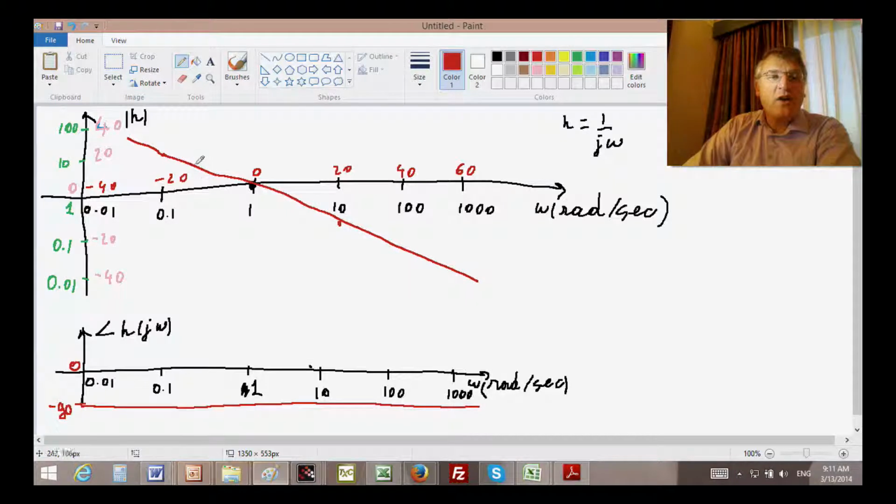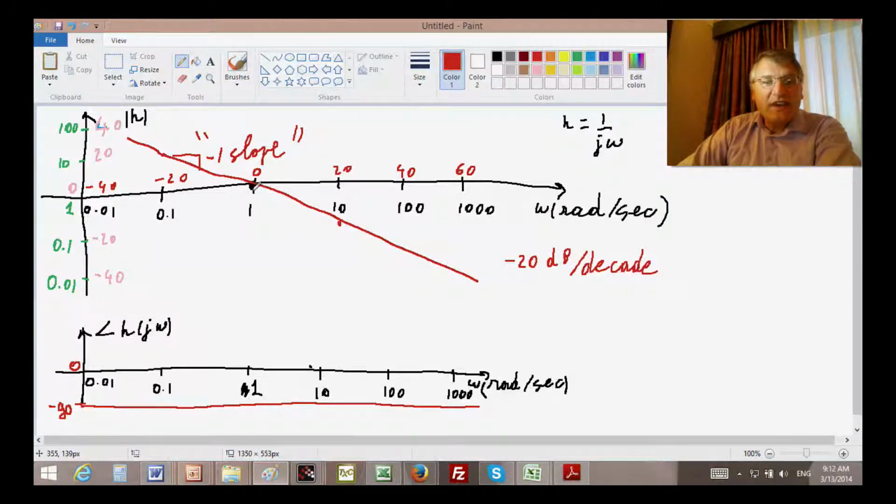We have several ways of calling it. One of the ways is this minus 1 slope that we've talked about. Others prefer to talk about minus 20 decibels per decade. Why decade? Because a decade is a jump of a factor of 10, and a jump of a factor of 10 is 20 dB. So we're talking about the same thing, because minus 20 dB divided by 20 dB is minus 1.